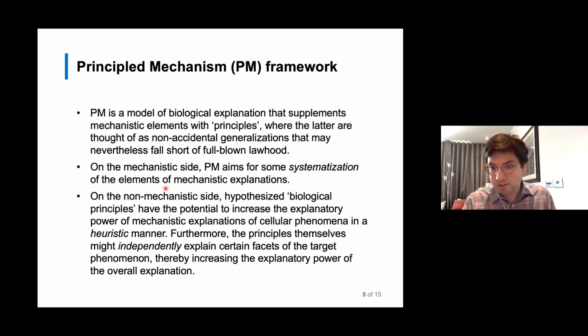On the non-mechanistic side, as I just mentioned, these biological principles can do two things. They could either inform the mechanistic elements of the explanation, whilst at the same time doing independent explanatory work. They could do either, or they could do both, depending on what the explanation is, what the mechanistic elements are, what the proposed principle is, and so on. There's more to say about the principle, but I'll mention that in the next couple of slides.